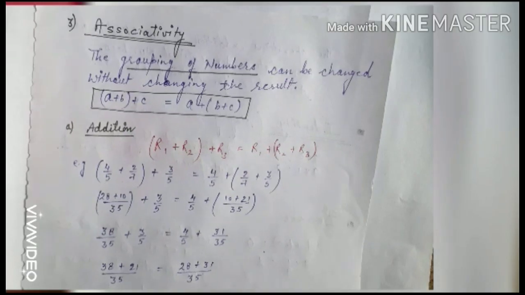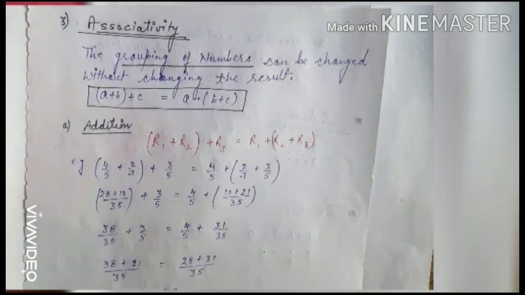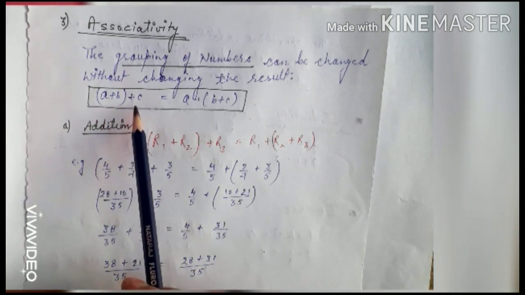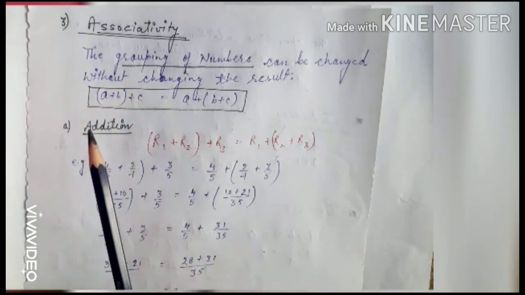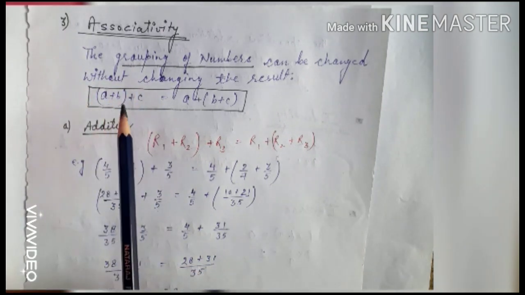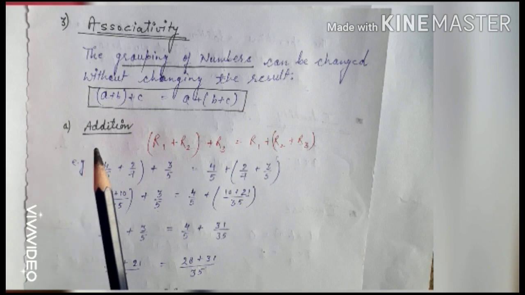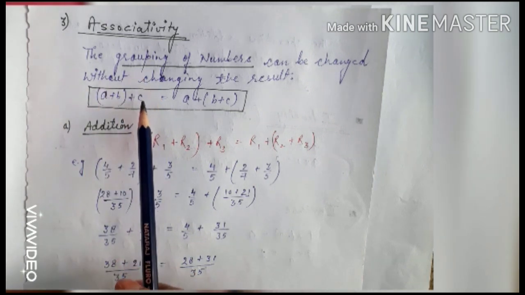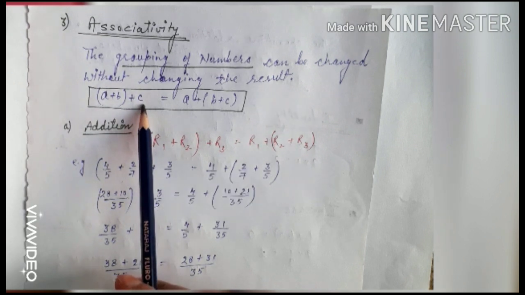Next for rational numbers is associativity. In associativity, the grouping of numbers can be changed without changing the result. That means here we are changing the group. Firstly, we take A plus B plus C, suppose any three numbers A, B, C. Firstly, we make the group of A and B, that is A plus B, and then we add this with C.